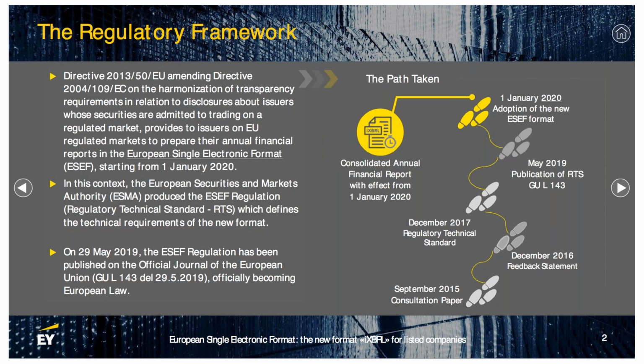Basically, we have to think that the European regulatory framework was established starting from 2019 and imposed on listed companies on EU regulated markets to prepare their annual financial reports in the European Single Electronic Format, the ESEF, starting from the 1st of January 2020. In this context, the European Securities and Markets Authority, ESMA, produced the ESEF regulation. The ESEF regulatory technical standard was issued in December 2017, and on the 29th of May, the ESEF regulation was published in the Official Journal of the European Union, becoming European law.